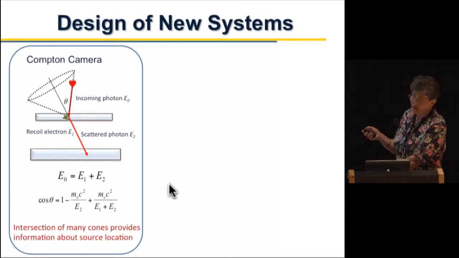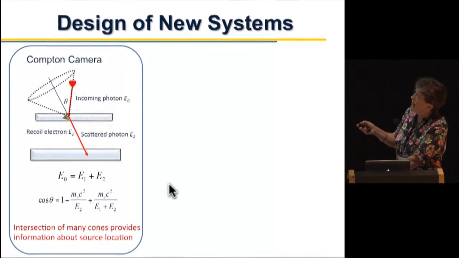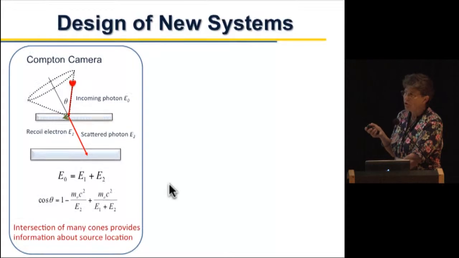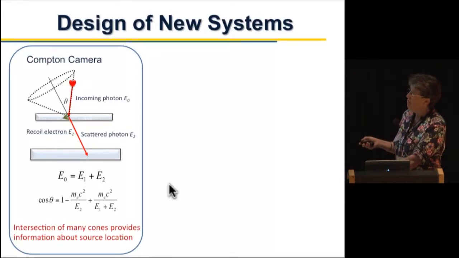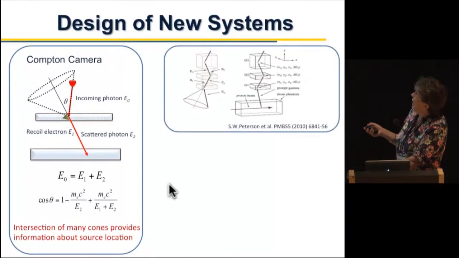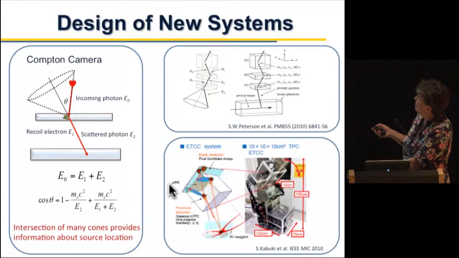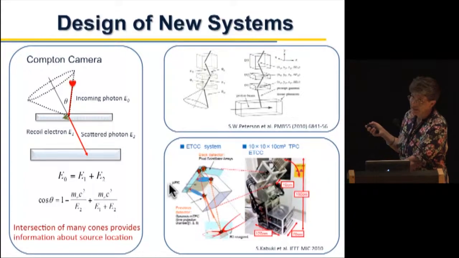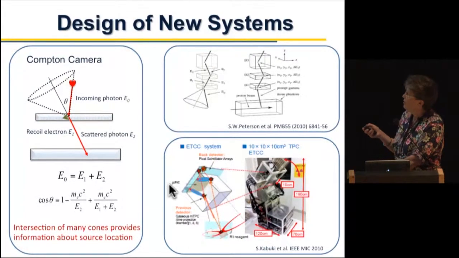Of course, it doesn't always happen like that. But from the Compton formulas, you can reconstruct a conical surface from which this event should come. And now the intersection of many cones provides the location of the source. Here are just examples from some papers where people are testing this system. This is a system which has several detectors, because scattering in the first detector has only a low probability.